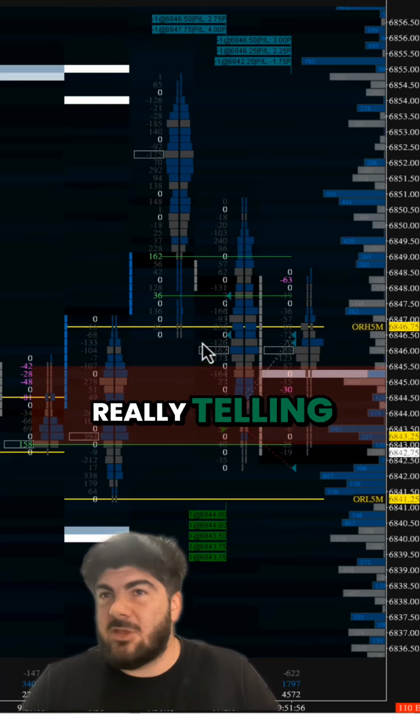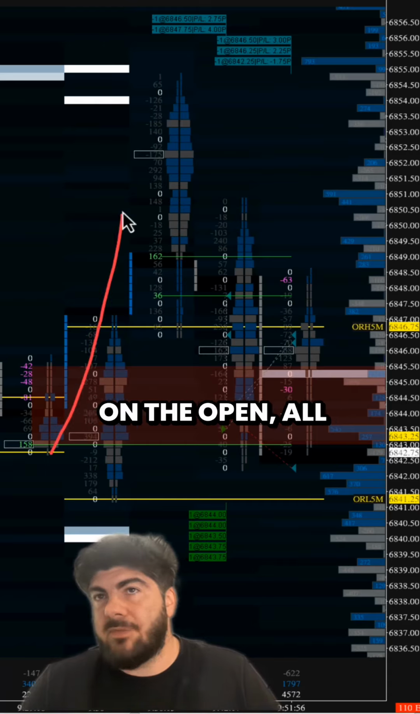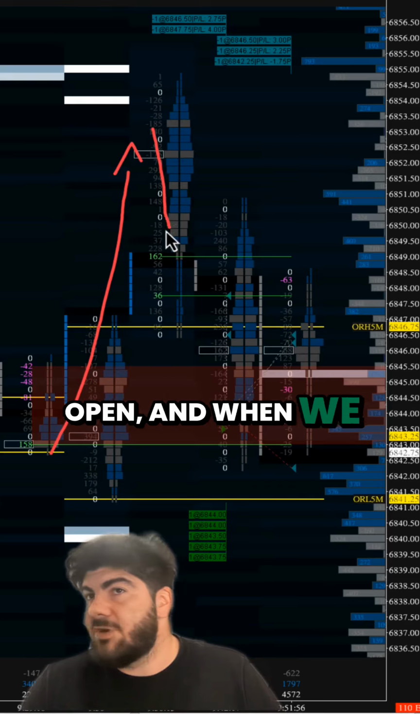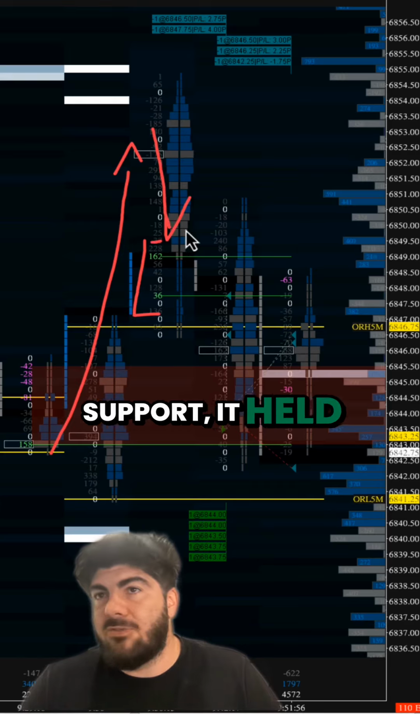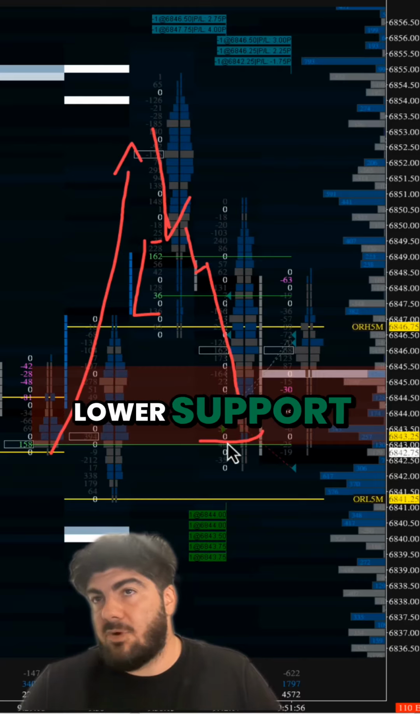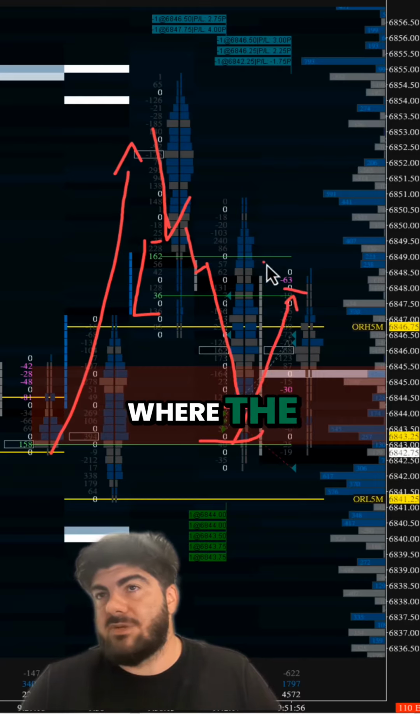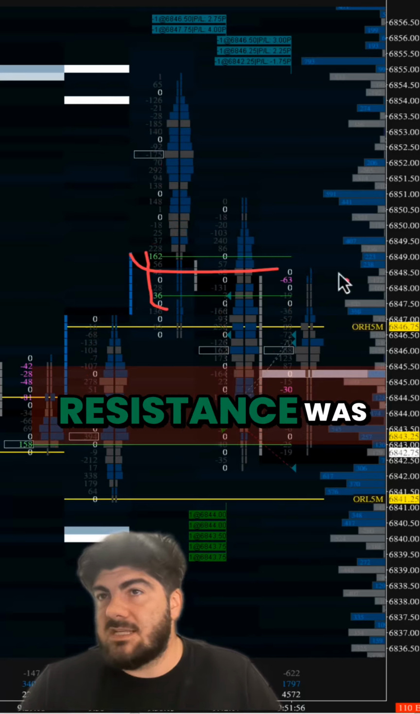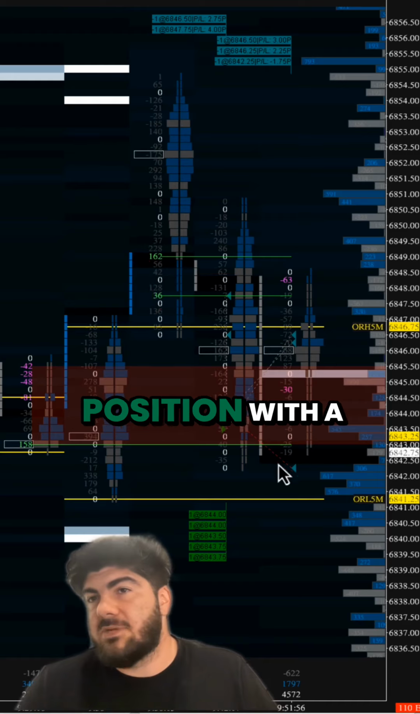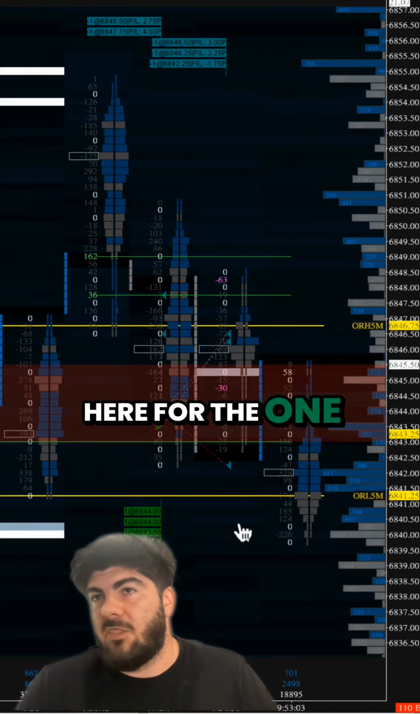So what this is really telling you is we went up on the open, all right? We couldn't push lower, so we reversed. We went up on the open, and when we retraced to the support, it held temporarily, but then it broke, got down to our lower support level, and rallied upward to where the resistance was. And this resistance was what gave me the cue that it's probably time to exit. I exited the majority of my position with a stop loss below here for the one lot.